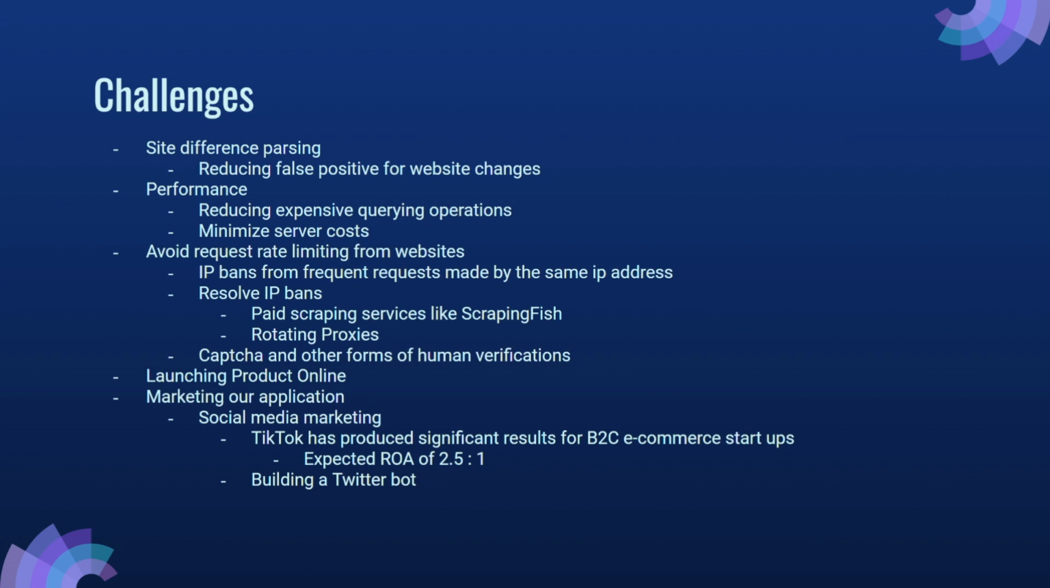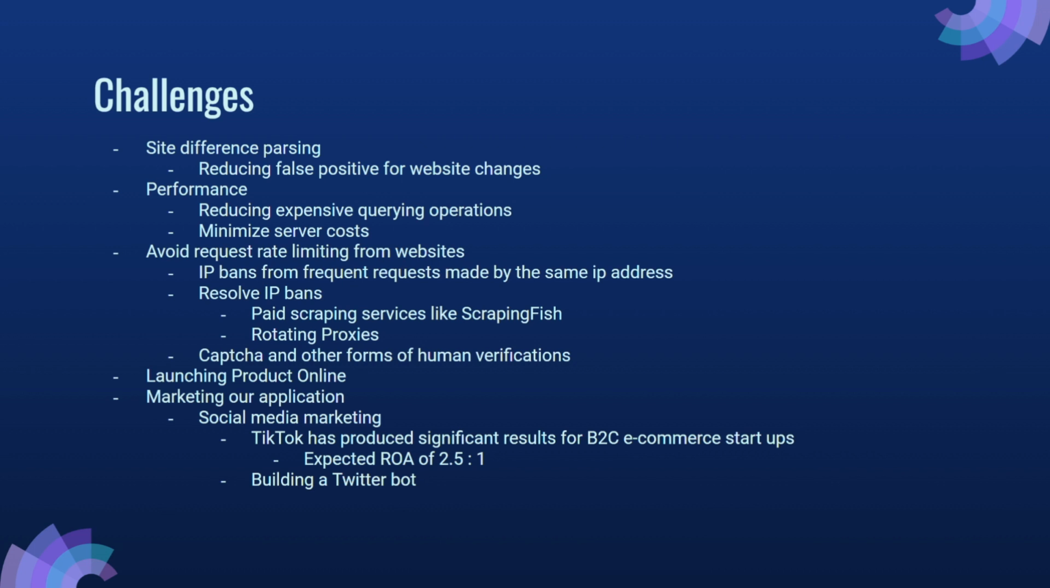In terms of performance, we want to scale our product in a sense that we want to do the expensive queries in a batch or in a more efficient manner rather than querying the customer's requests one by one, thereby reducing our server cost. Also, this brings up another problem of request rate limiting from websites. Most of the large e-commerce websites like Amazon have IP bans from frequent requests made by the same IP address. And even Google has this installed, where you have to do CAPTCHA or human verification, or they simply ban your IP address for visiting the site too much.